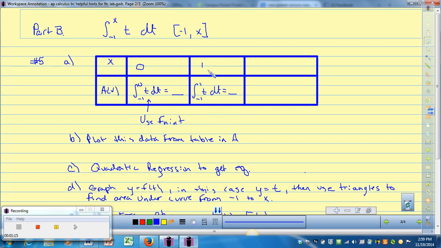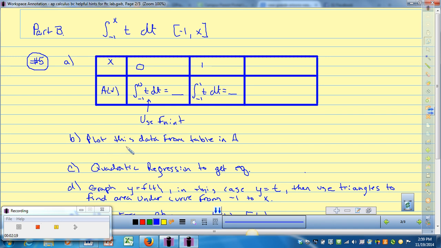And then when you are finding A of 1, you're doing the definite integral from -1 to 1 of t dt. I should make clear this is the problem that I'm doing, number 5 on this page, which is one of the 2 that you have to do. All right, so you will fill in the table using fnInt and plugging into the definite integral.